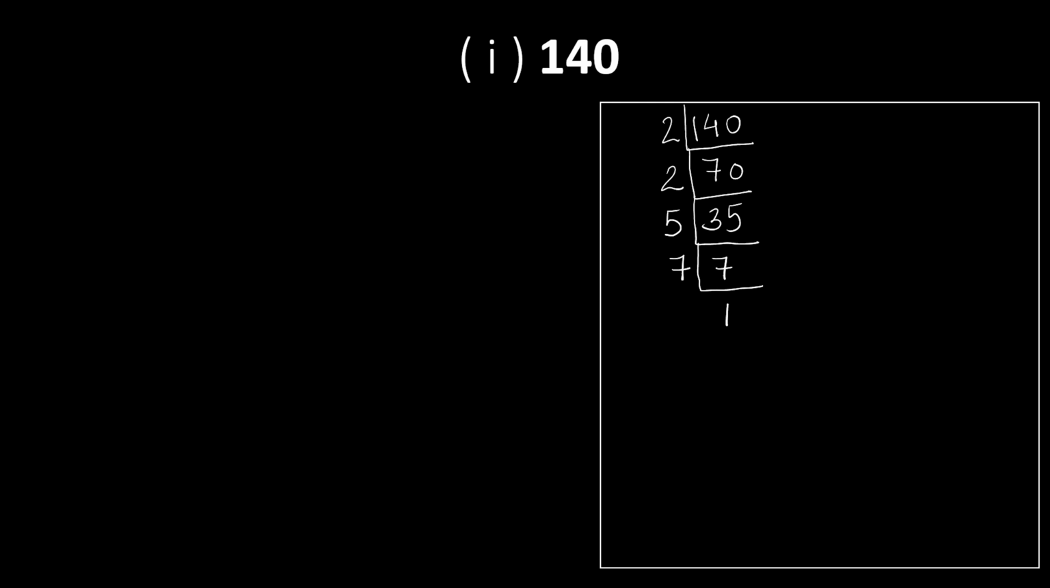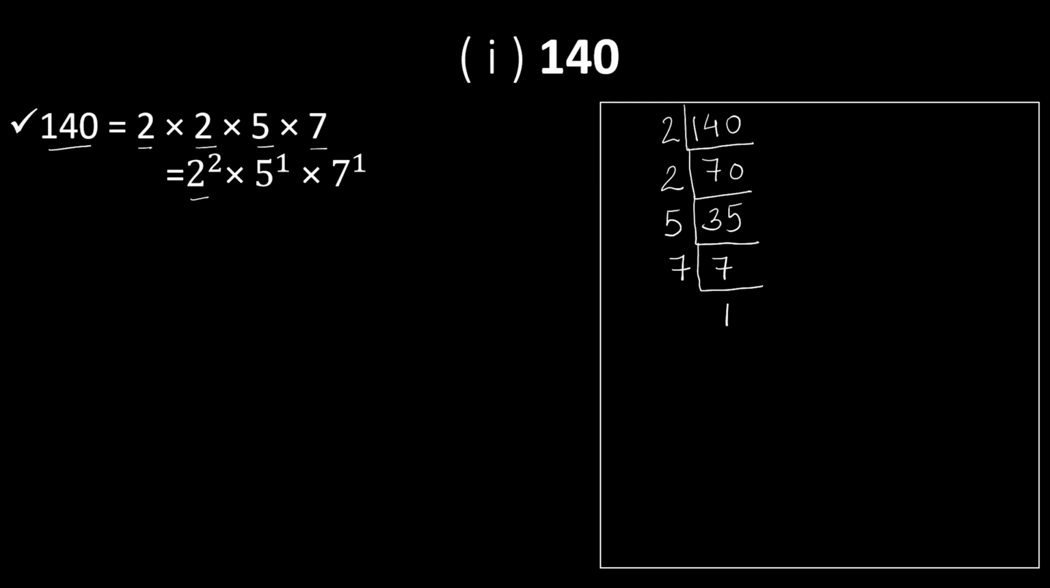So, we will be writing now 140 as a product of its prime factors. So, 140 is equals to, we will write down all the prime factors, 2 into 2 into 5 into 7. Now, this can be further written as 2 raised to 2 into 5 raised to 1 into 7 raised to 1. So, this is the way we have prime factorized 140. It can be written as a product of prime factors as 2 raised to 2 into 5 raised to 1 into 7 raised to 1.